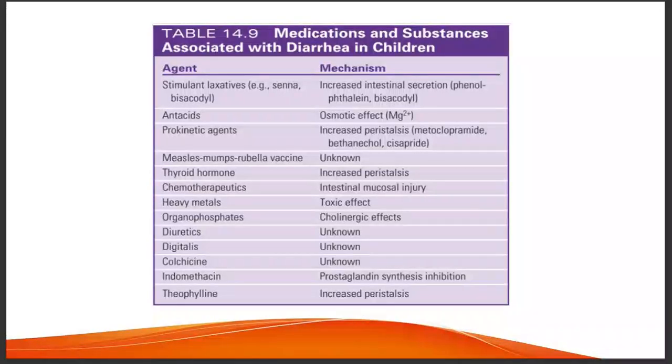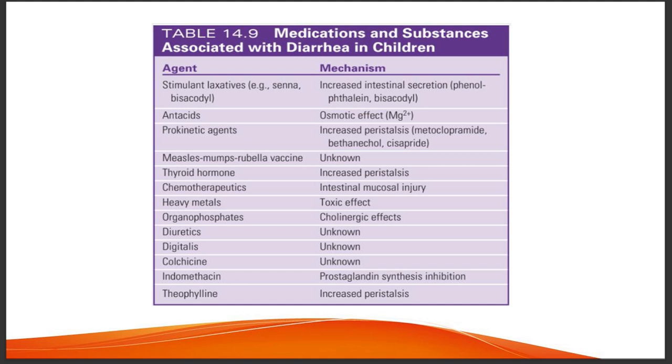All right. There are actually also some substances or medications that are associated with diarrhea. For example, stimulant laxatives like Senna, Bisacodyl. These drugs are given if someone has got constipation so that they can pass the stool. Even antacids, they have got osmotic effects. You use these for peptic ulcers, like magnesium, because it can't be absorbed, it will start pulling water towards itself. Even prokinetic agents, these are again agents that increase peristalsis.